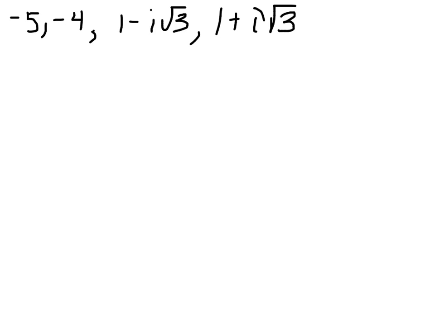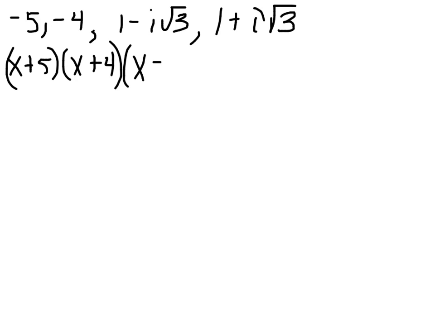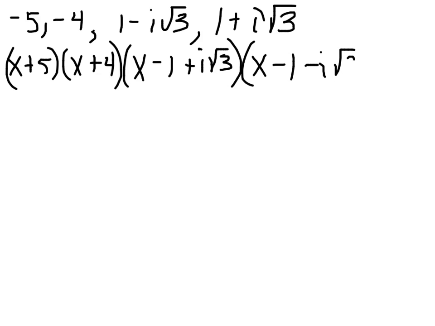Number 31 has negative 5, negative 4, 1 minus i root 3. So which one's missing? 1 plus i root 3. Yep. So x plus 4 or 5, x plus 4, x minus 1 plus i root 3, x minus 1 minus i root 3.